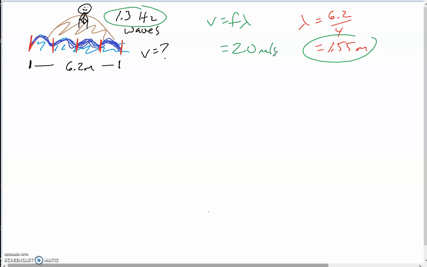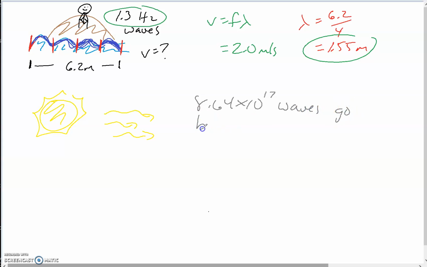Suppose we take some light waves. There's the sun, and we've got some light waves. And let's say the waves are going by, and I don't know why you'd be watching them, but it doesn't make any difference. But let's say 8.64 times 10 to the 17 waves actually go by in, let's say, 30 minutes. And I want to know what is the wavelength of that light.